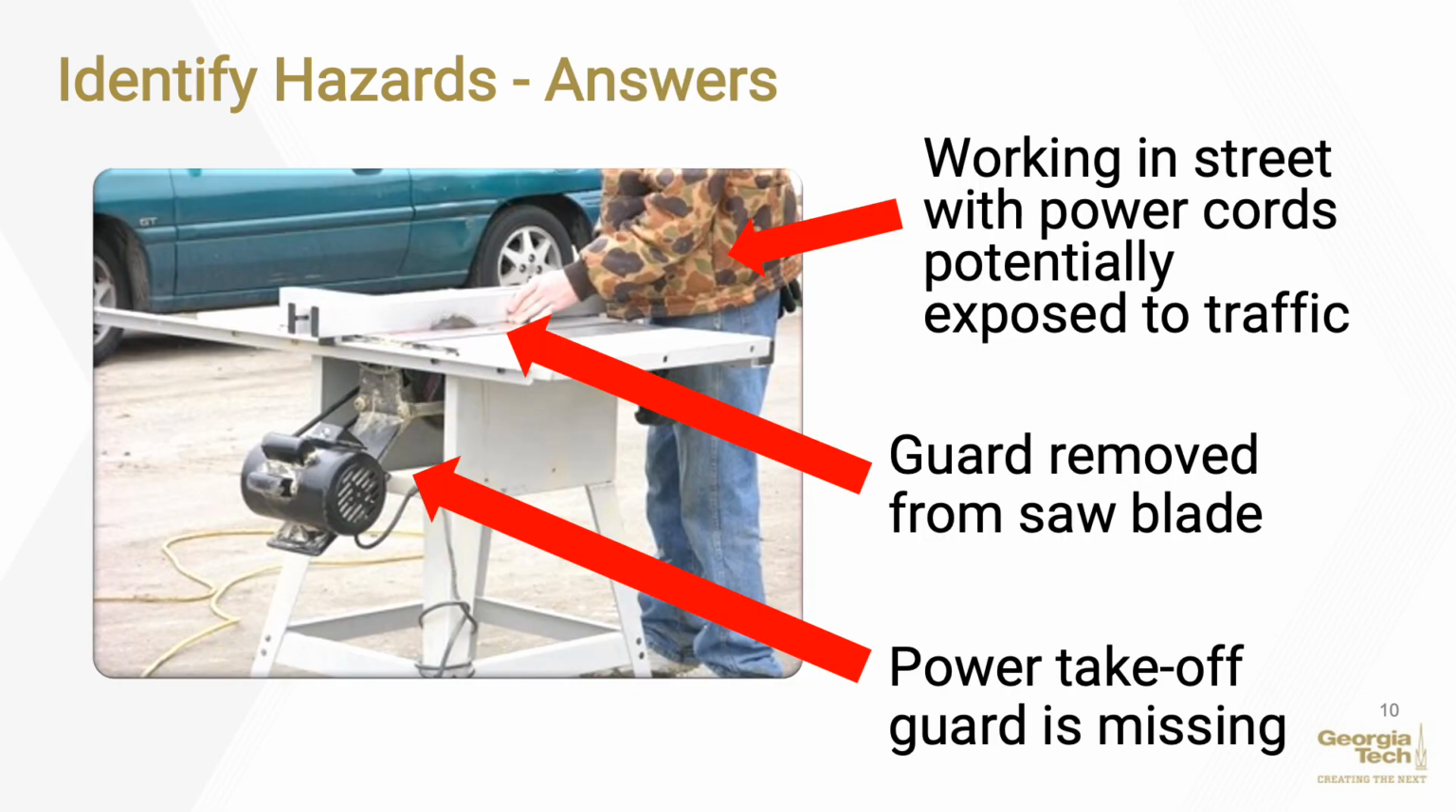The obvious hazards include the following: working in the street with power cords potentially exposed to traffic. Traffic can also be a hazard to workers in the area. The guard is removed from the saw blade, and the power takeoff guard is missing. Do you see any other potential hazards?